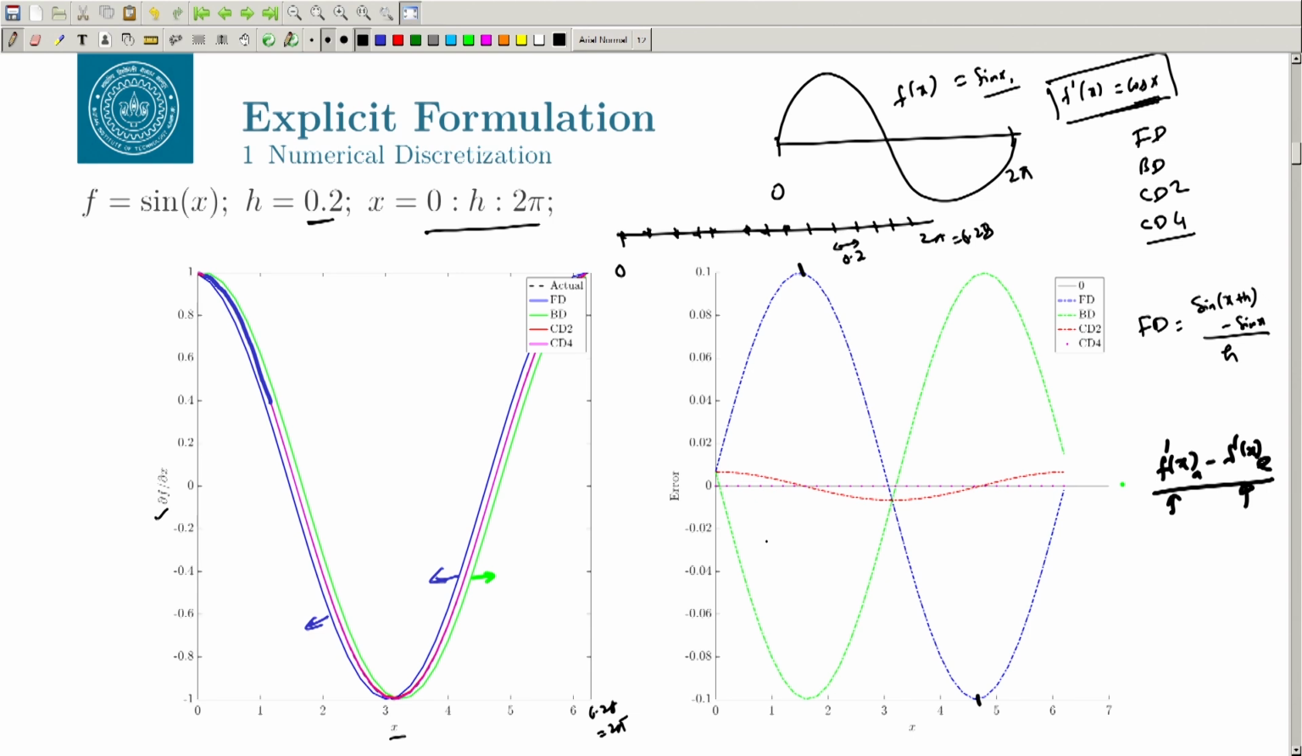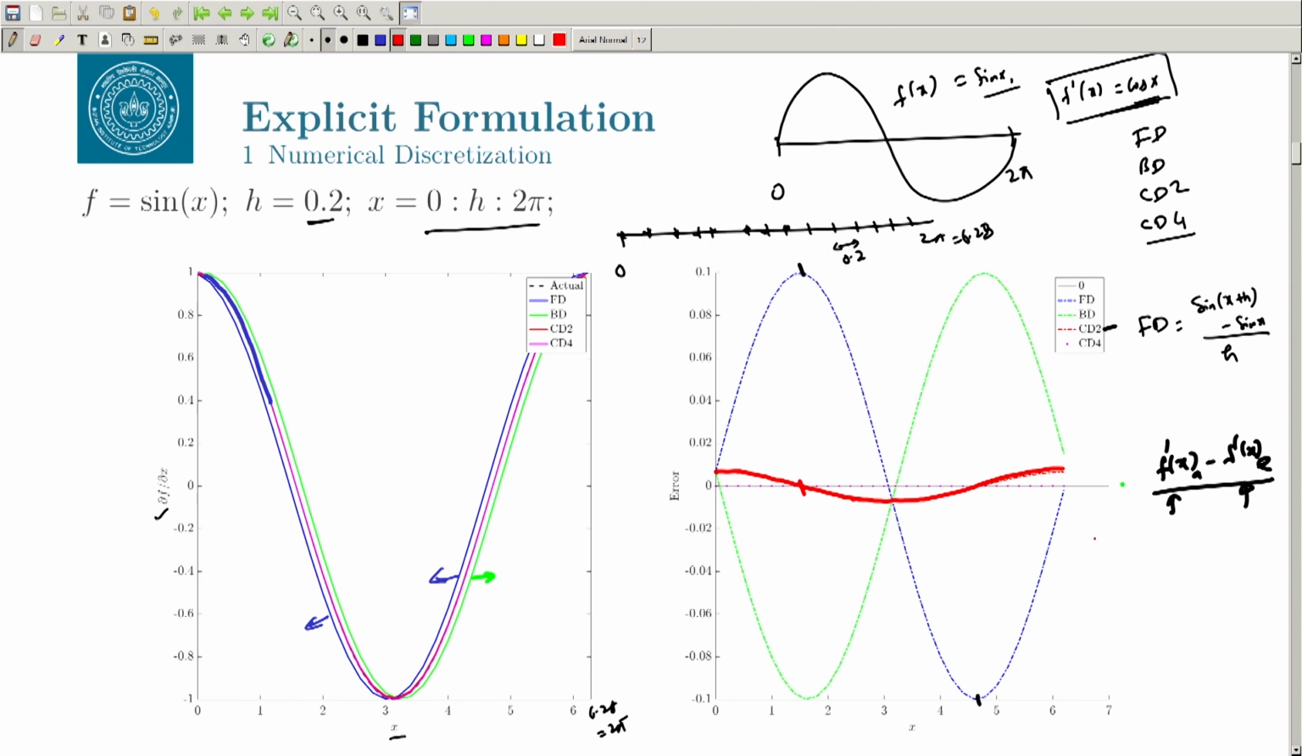So, the green one also shows a similar error, which is basically the backward differentiation. Okay. If you look at the CD2, this red line that you see here is the error that you see. So, the error in the central differentiation becomes nearly 0 at pi by 2, and maximum at 0, pi and 2 pi.